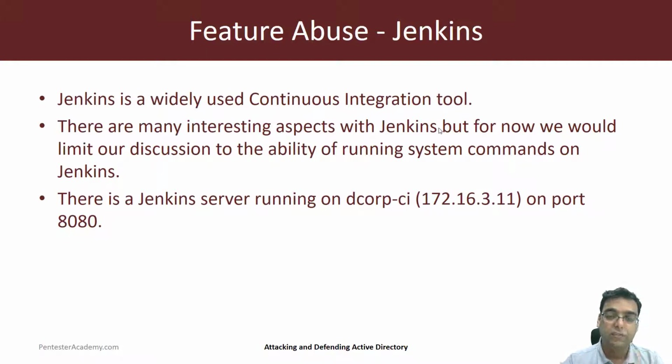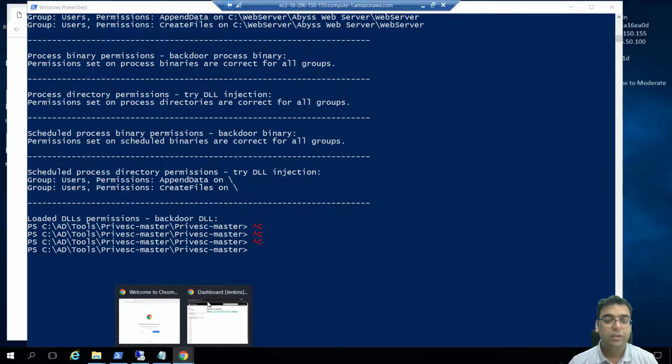We have a Jenkins server running on the DCOP CI machine, which is 172.16.3.11. Once again, because we have skipped the recon part where we do port scans, etc., we can safely assume that we have already enumerated this or we just know it. Now, this is what Jenkins looks like.